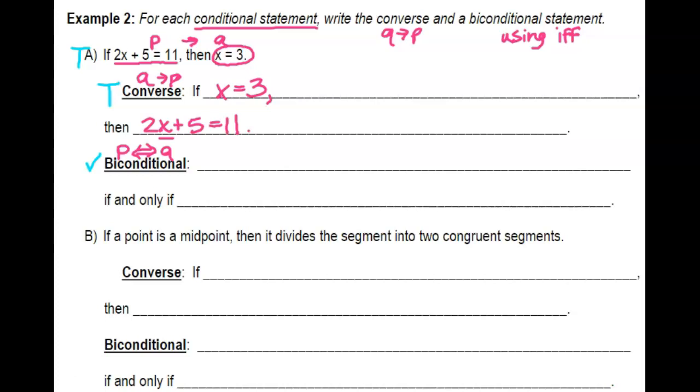And when I write it, it's that P, if and only if, Q. So I have my hypothesis, 2x plus 5 equals 11, if and only if x equals 3. Ta-da! All right, let's try the next one.